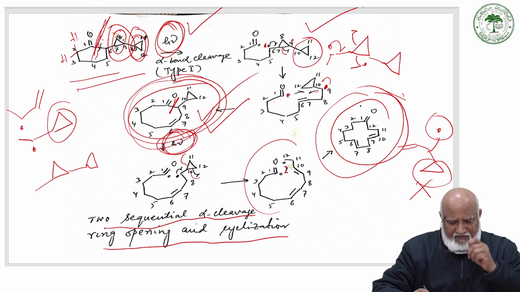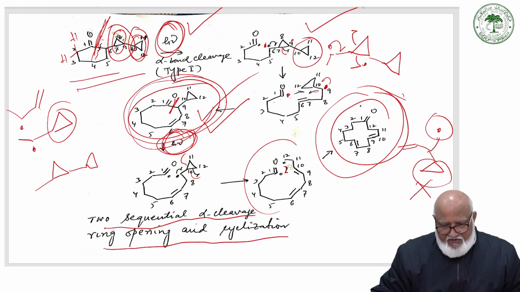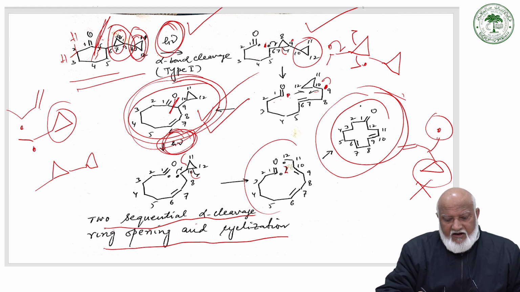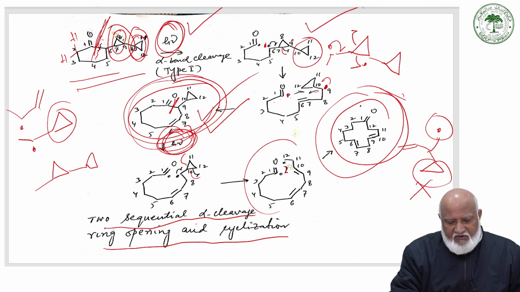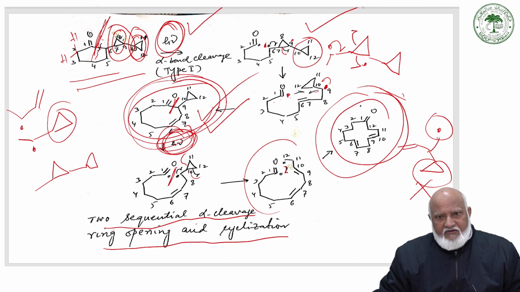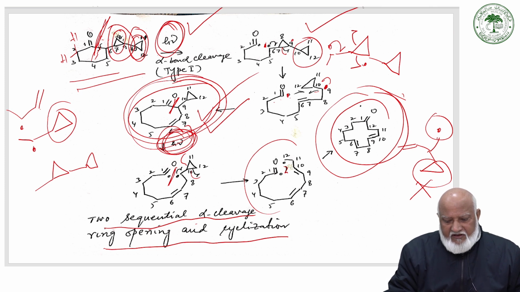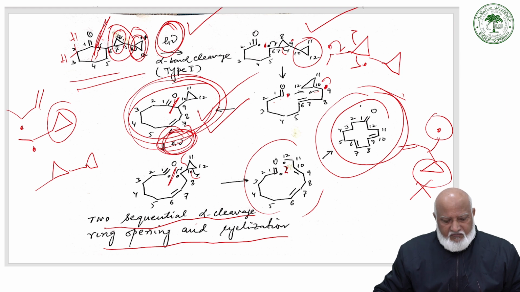Here is a 9-membered ring system, and still one cyclopropane ring is a part of it. Under further photoreaction, it undergoes preferential alpha bond cleavage in the presence of light to give this, and then recombination to give this as one of the products.